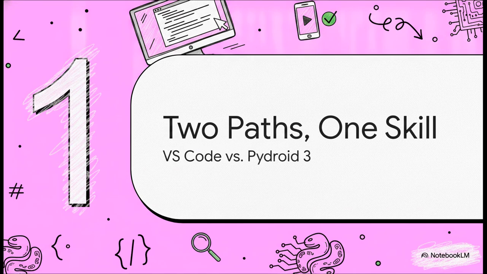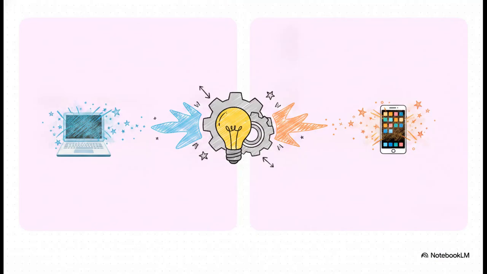2 paths, 1 skill. VS Code versus Pydroid 3. Now I really want you to remember something crucial. The tool doesn't dictate the coder. We are all learning the exact same Python concepts here. If you have a laptop, you're going to be using Visual Studio Code or VS Code, which is an absolute desktop powerhouse. But if you only have a phone, you'll be using an app called Pydroid 3.